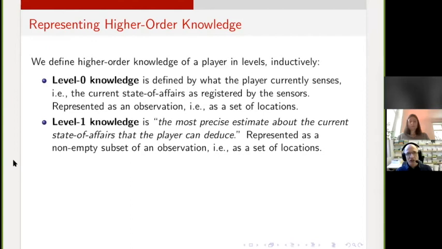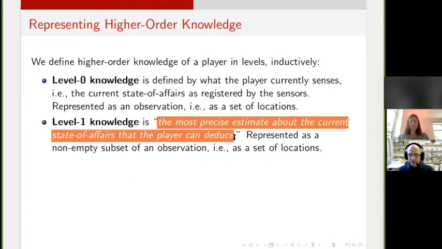So the interesting notion is the level one knowledge. You can define this in different ways, but our group of researchers made the choice to define level one knowledge as the most precise estimate that I can make at any given time about the current state of affairs. What is the current state of affairs at any point of time? It is what I can compute from what my initial knowledge was, what I did, and what I observed as I did things up to the current point. Where am I? Where are we? What is the current state of affairs of the whole game?